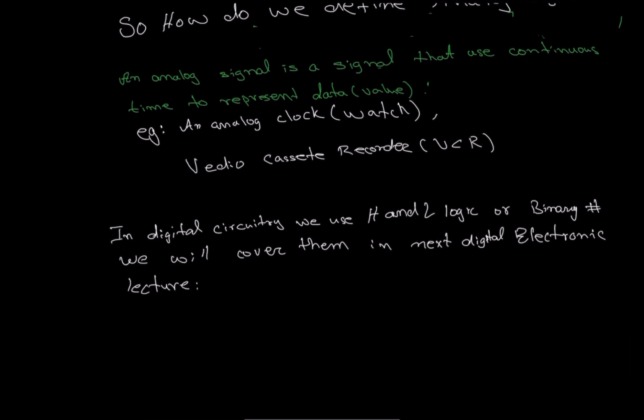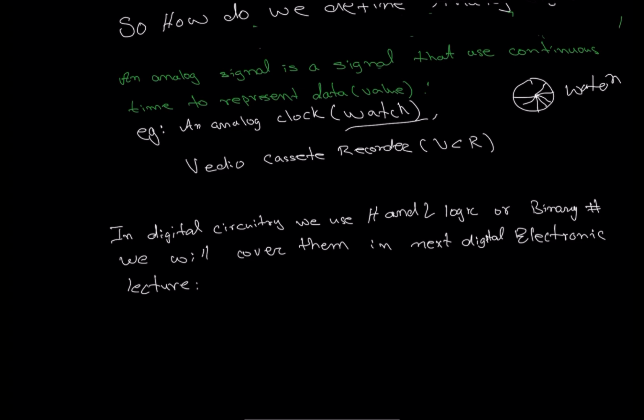An example of an analog device or analog circuitry would be a watch, the wall clock, because it keeps changing. The needle is moving, so it's changing with respect to time. Each time it has a different value. For example, this is a watch, and then here it will be at 1 o'clock, at 3 o'clock, 4, 5, 6, and it keeps changing.